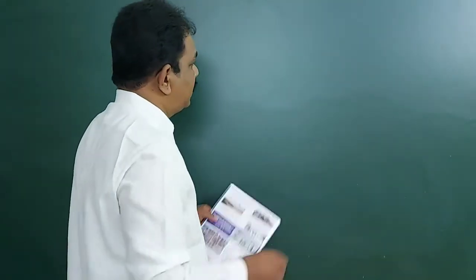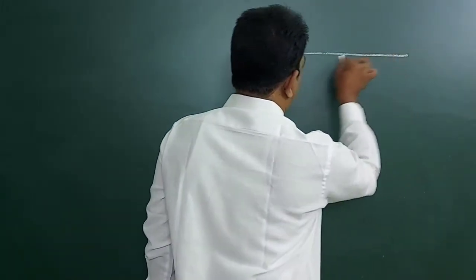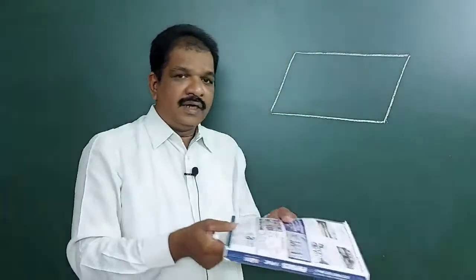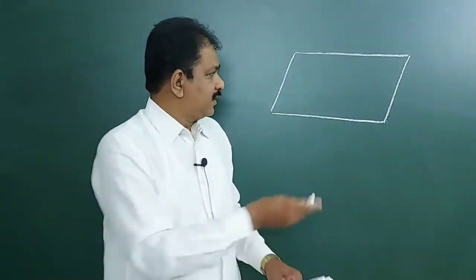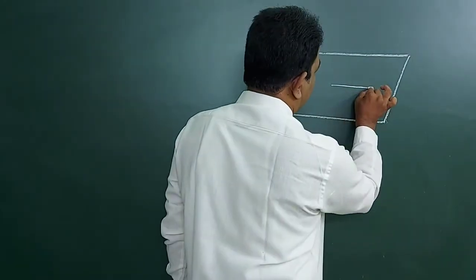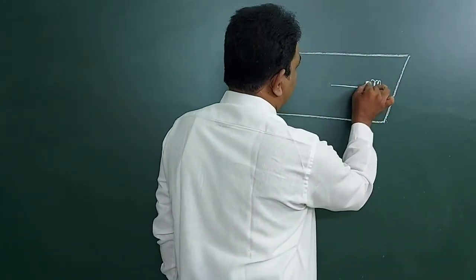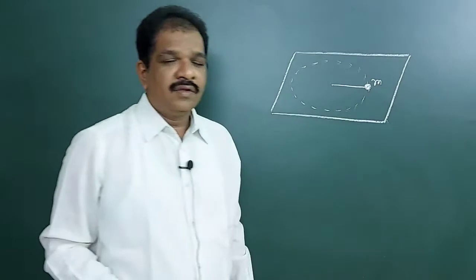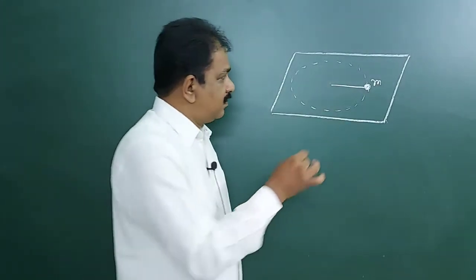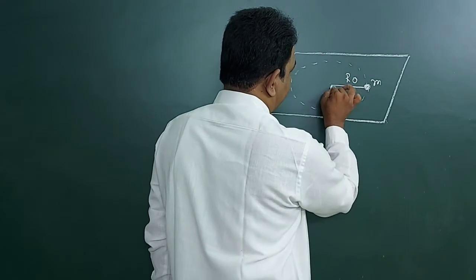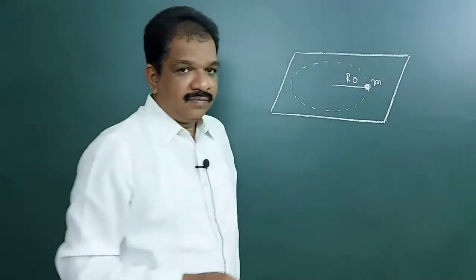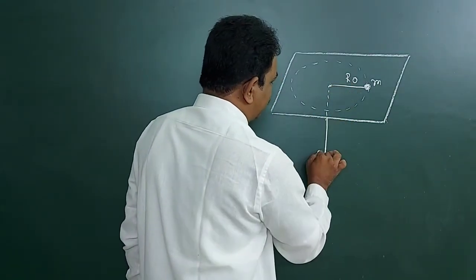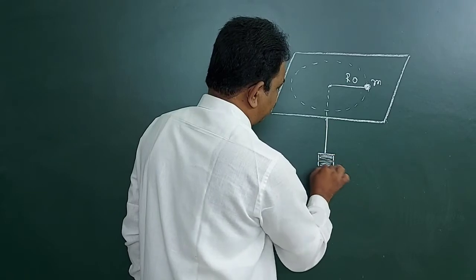So, this is a table surface like this. Here there is one string and one mass M. It is rotating in a circular path. That circular path radius will be r0. The other end of this string is connected, it will be like this, to some mass.